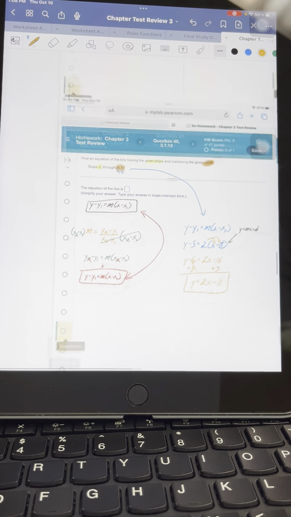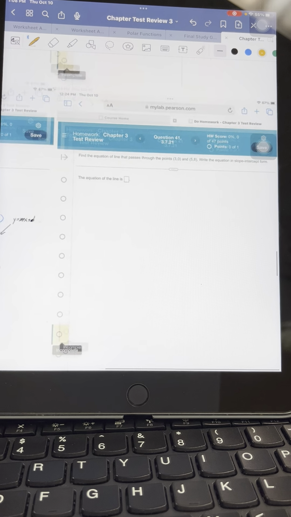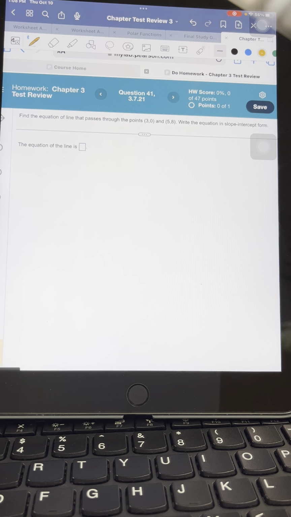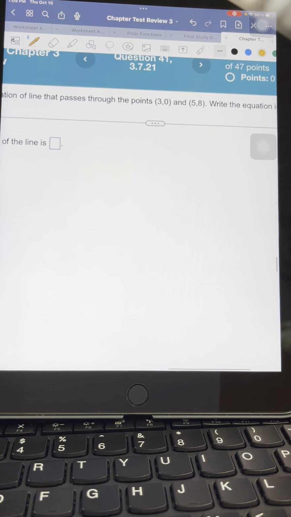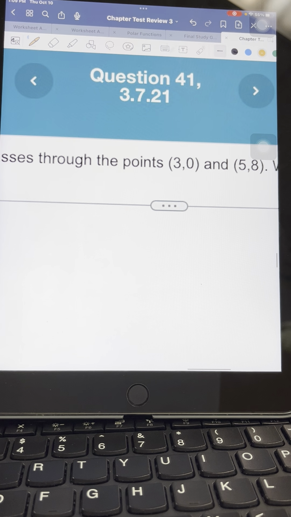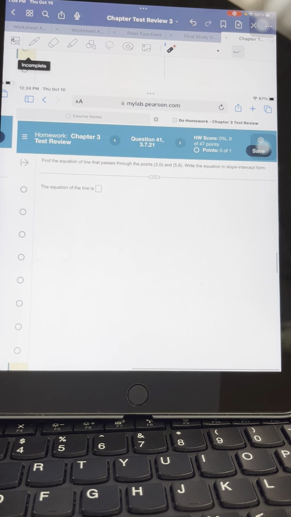Let's go over here. Find the equation of the line that passes through the points 3, 0 and 5, 8. Okay, so do we have a slope? No. Do we have a y-intercept? No. This 3, 0 is the x-intercept, so we can't use that. So the first thing we want to do, guys, is find our slope and find our y-intercept. That's the most important thing.